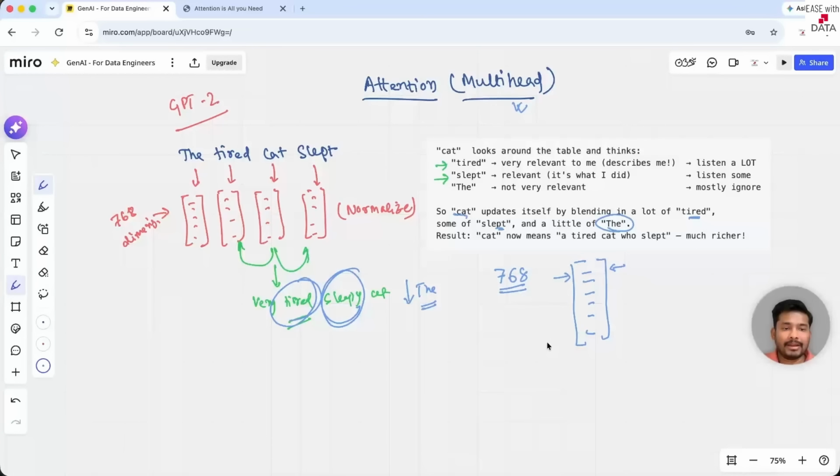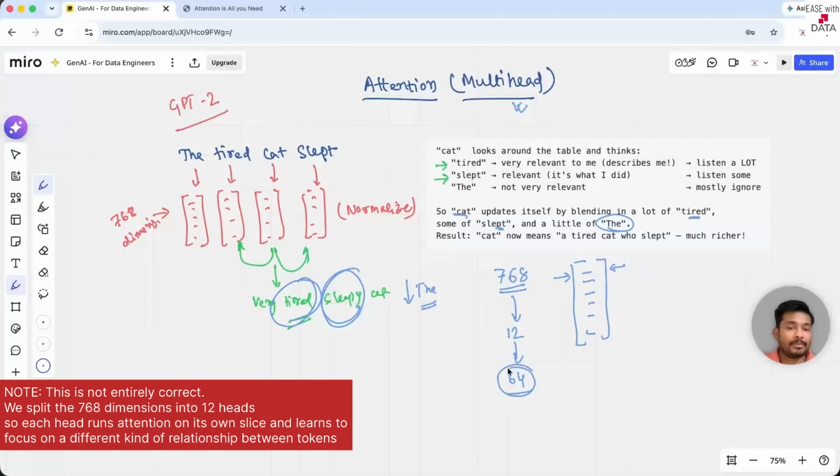In each of the heads, we process some of the dimensions and we try to enrich their numbers. In GPT-2, we break down the 768 dimensions into 12 heads so that all the heads can be processed in parallel. So if we break down 768 into 12, each head would be processing around 64 dimensions. So they can enrich 64 dimensions each separately on different heads.